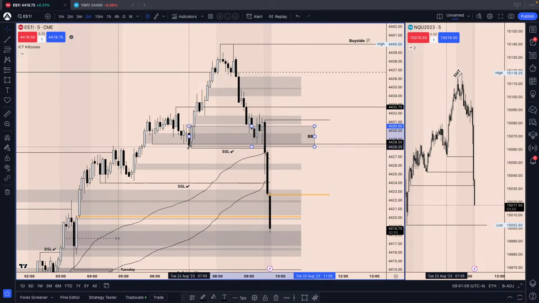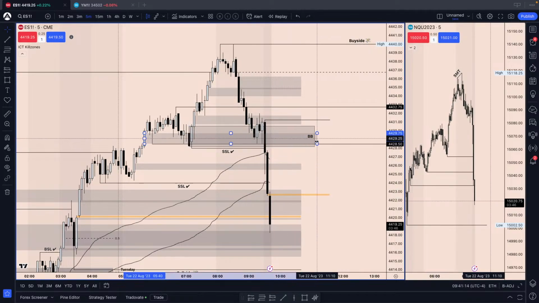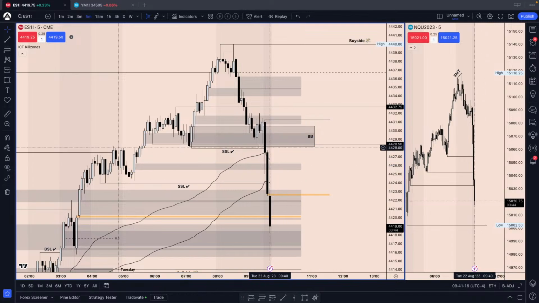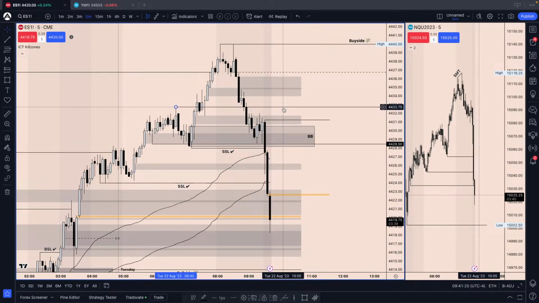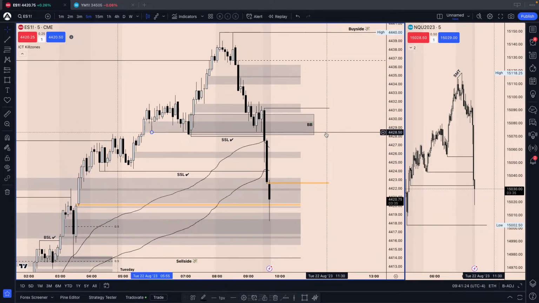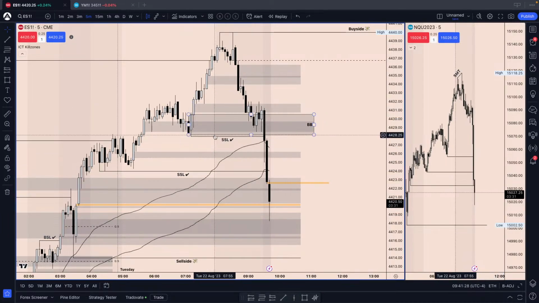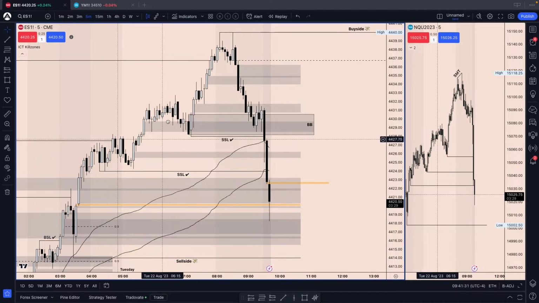That looks alright. We didn't even come back to retest it. I was ready to add a contract on this inversion fair value gap paired with that breaker block, but we didn't even get back to it. So let's just add. There we go. We cleared that sell side.